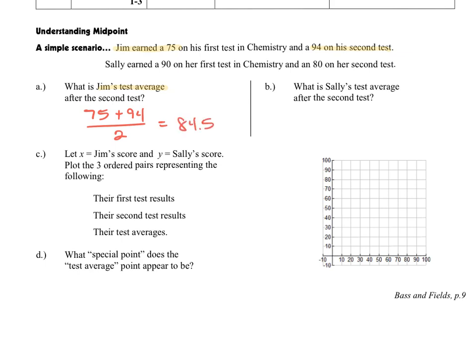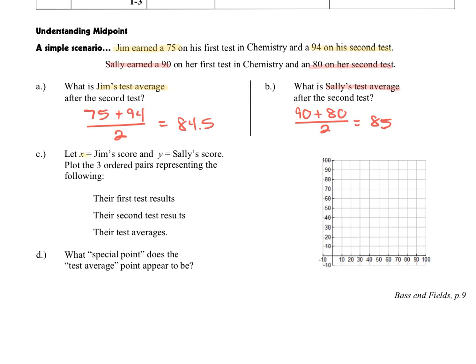Now, if Sally earns a 90 on her first and an 80 on her second, then we can find her average as well. So we can come along and find Sally's test average. And again, you've done this so many times, you already understand this. So we're going to say our 90 plus our 80 divided by our 2 is going to be an 85. Now, what I want you to understand is that this idea of an average actually connects to what we're going to be doing later. So let's define a couple variables here.